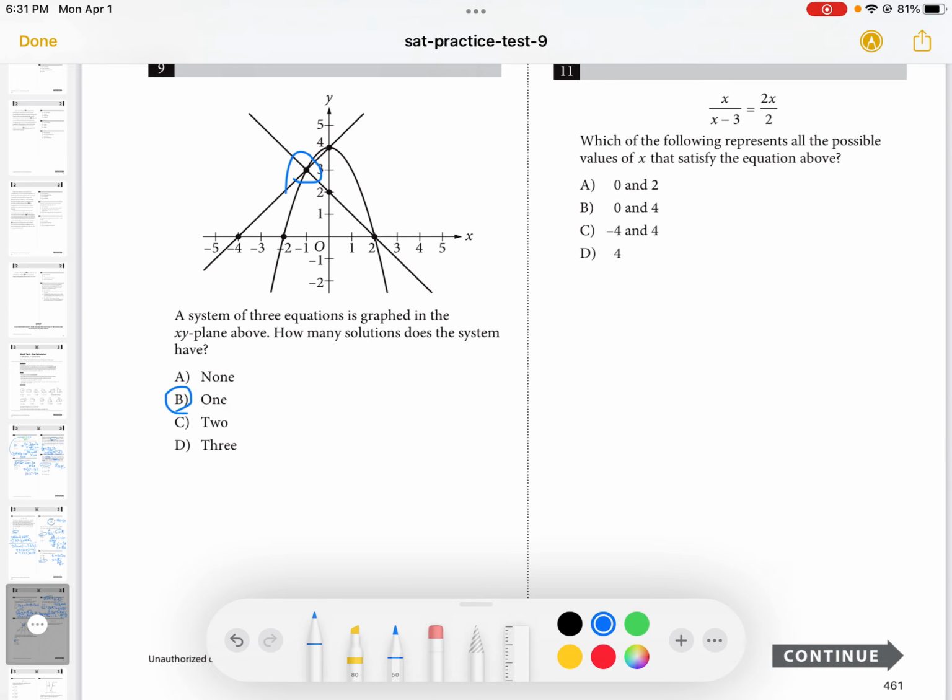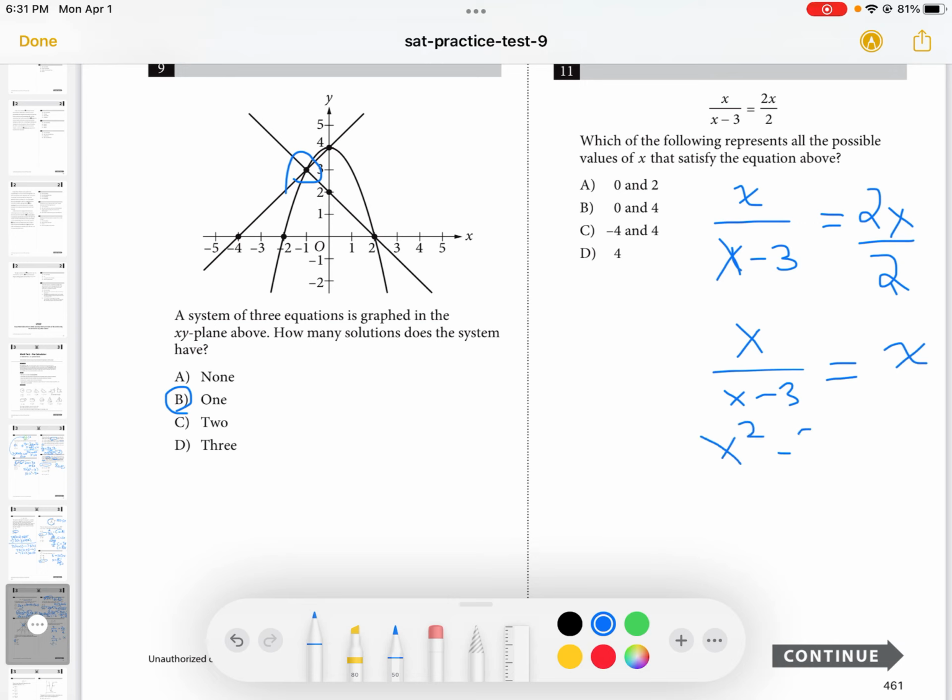Alright, x divided by x minus 3 equals 2x divided by 2. Which of the following represents all the possible values of x that satisfy the equation above? Okay, so x divided by x minus 3 is equal to 2x divided by 2. So x over x minus 3 is just equal to x. x squared minus 3x equals x when you cross multiply. x squared minus 4x is equal to 0.